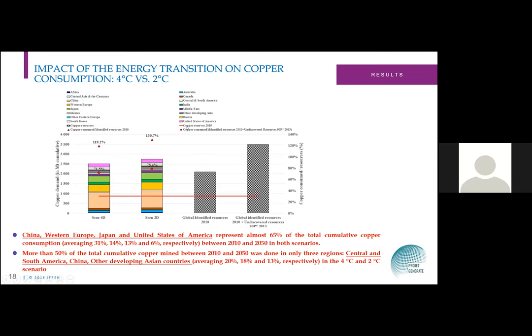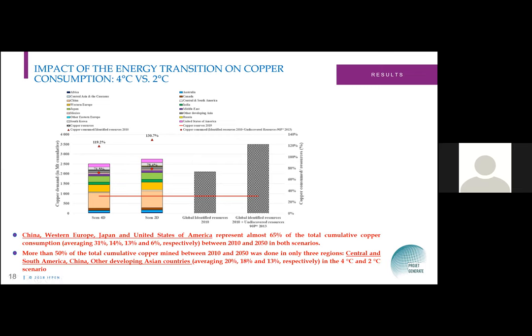It's just because it pinpoints that without any secondary production, the total cumulative copper consumption would have been 19% of the world known resources in the 4 degrees scenario, while you would reach 131% in the 2 degrees scenario. So comparing both graphs, we can retrieve, for example, the amount of secondary production in cumulative perspective between 2010 and 2050.